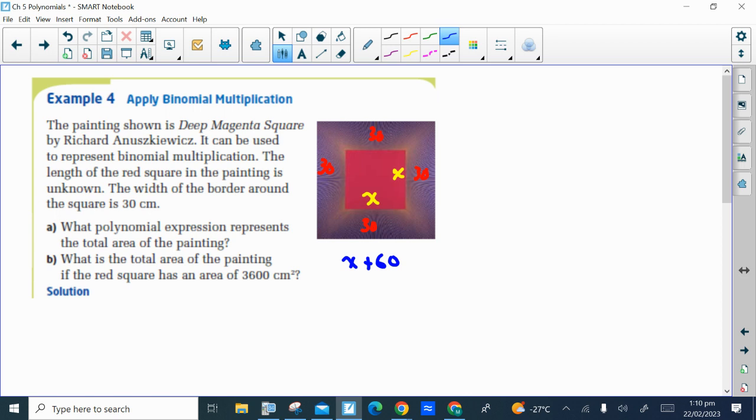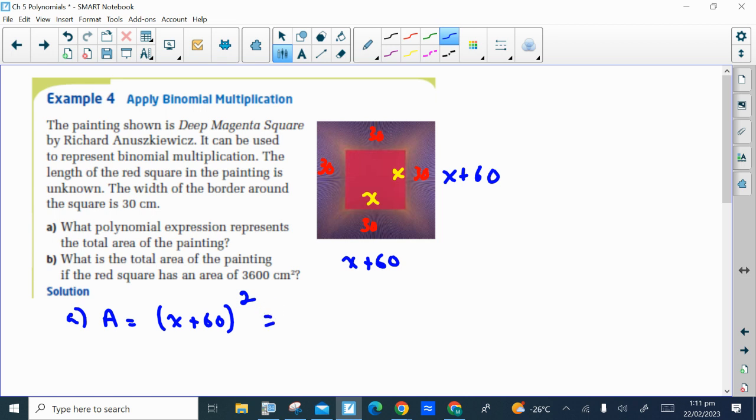And the same thing with the height. It'll be 30 centimeters on the bottom plus 30 centimeters on the top plus x, which is the height of the red square. So the height of the entire painting is also x plus 60. So those just give us the dimensions of the entire painting. x plus 60 times x plus 60. So the area A would be base times width, or length times height. It's x plus 60 times x plus 60, or x plus 60 squared.